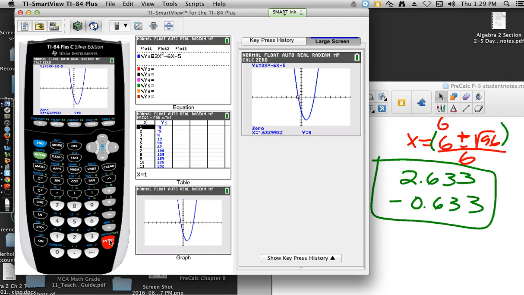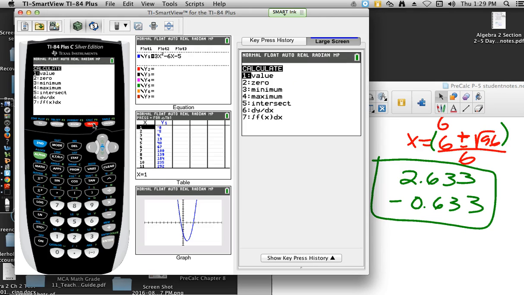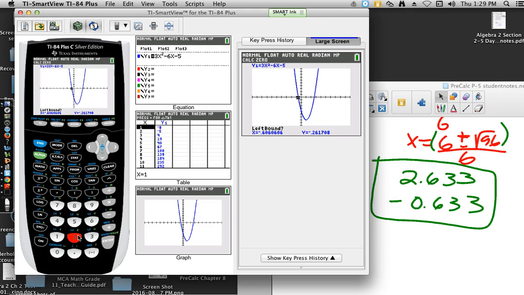It's our negative 0.633, and then second trace number 2 again, and move to the other intersection, but this time we will have to be below the x-axis in order to be left of it, and then we have to be above it to be right of it. And there is our 2.633.